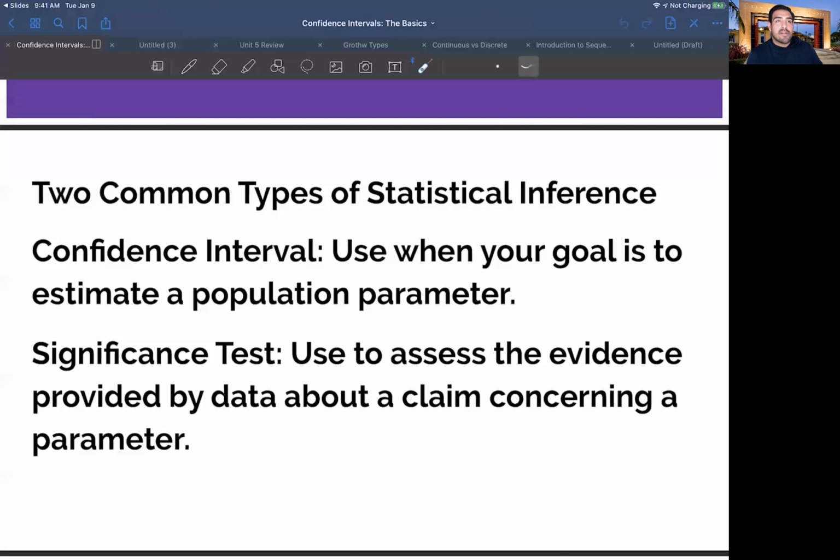So going back to the example that the King's Page used for students with their favorite candy, the King's Page, our school newspaper, said that 30% of students say that their favorite candy is candy corn. Well, we could use a significance test to determine if that claim is true or to determine if they're wrong.